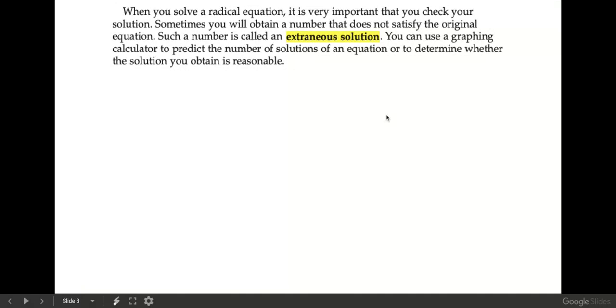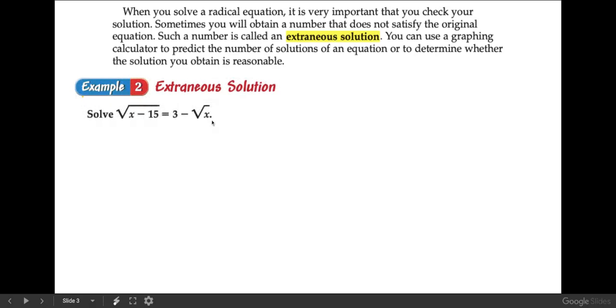When you solve a radical equation, it's very important that you check your solution. Sometimes you will obtain a number that does not satisfy the original equation. Such a number is called an extraneous solution. Even though you found it to be your answer, sometimes it doesn't actually work. You can use a graphing calculator to predict the number of solutions in an equation, or to determine whether the solution you obtain is reasonable. Let's look at an example of an extraneous solution.